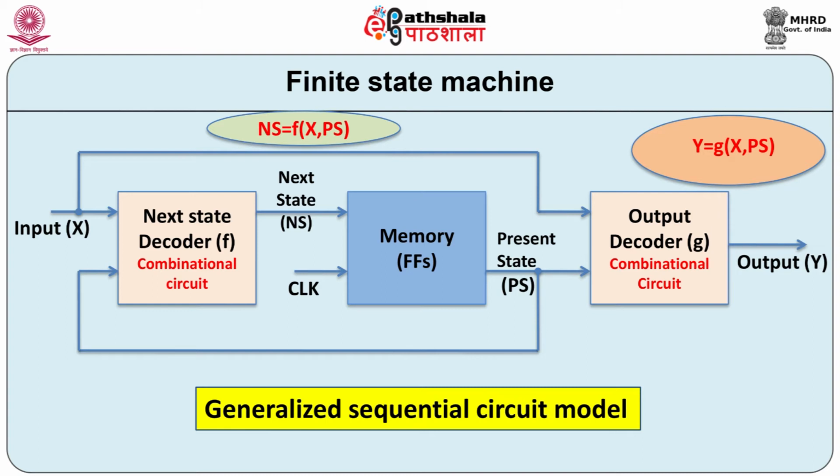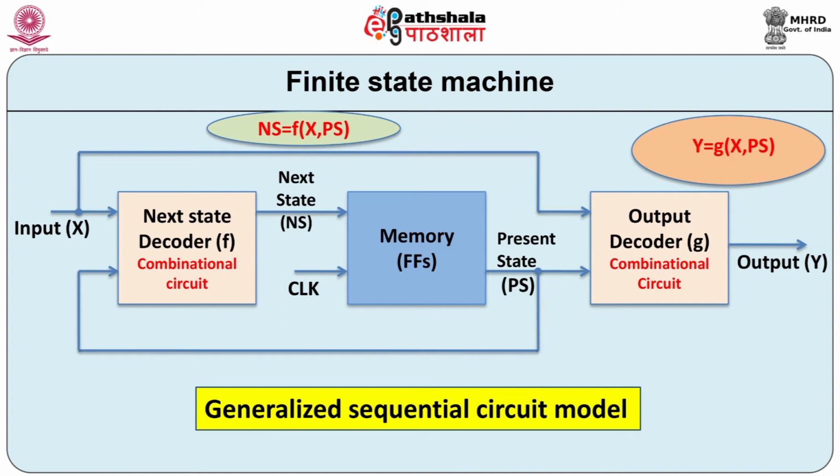Let us consider a structure of finite state machine as shown in this diagram. This is basically a generalized sequential circuit model. It has input output combination logic, popularly known as next state decoder. It decodes the input x and the present state Ps of the machine and generates the next state. The next state is a function of both input and the present state. The next state information becomes the present state at memory which stores it.